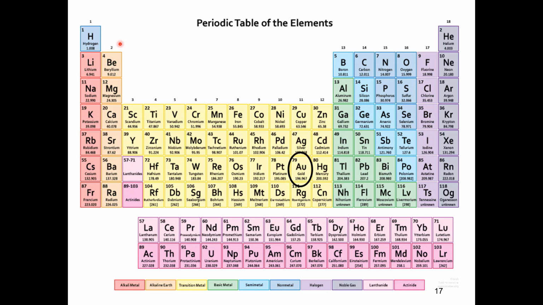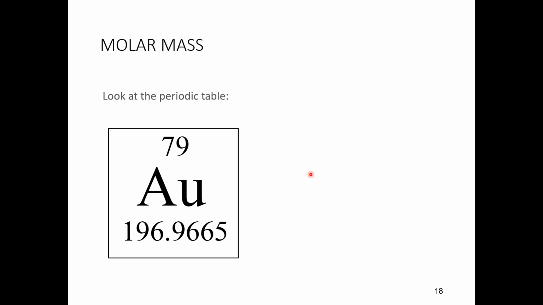If you look at the periodic table, this is my favorite version of the periodic table, you'll notice that all of the elements have these numbers at the bottom. So you've got the atomic number, but then you've got the atomic mass there. Since we're talking about gold, let's hone in on gold, and you'll notice that the atomic mass of gold is 196.967. So let's talk about that a little more.